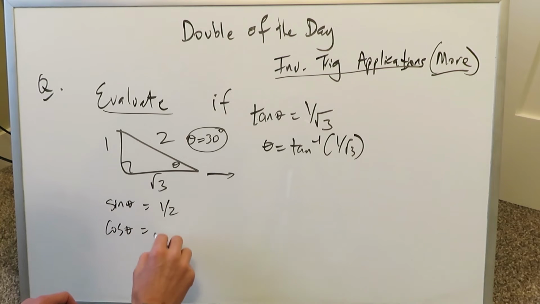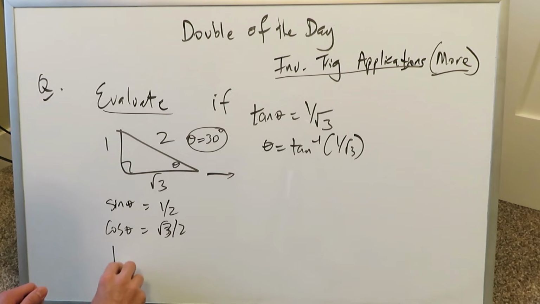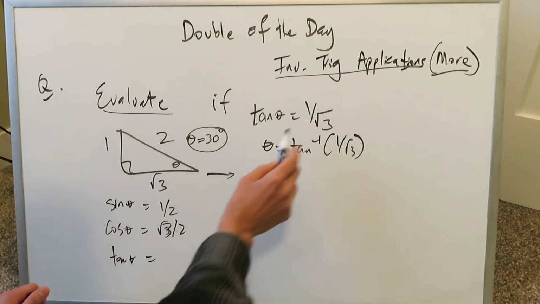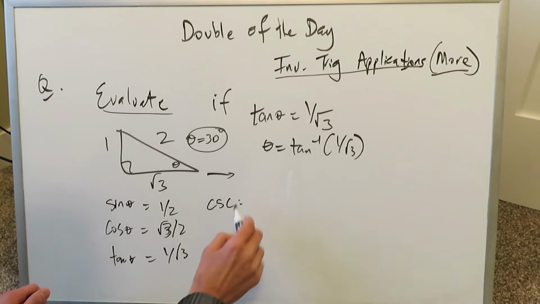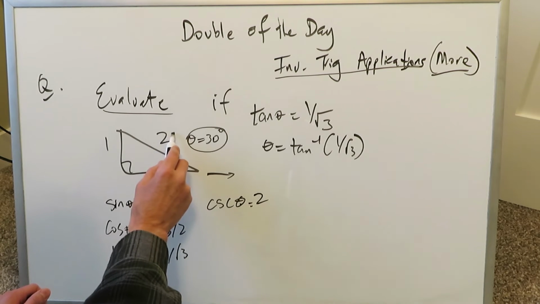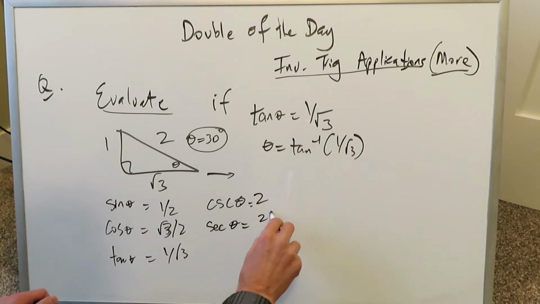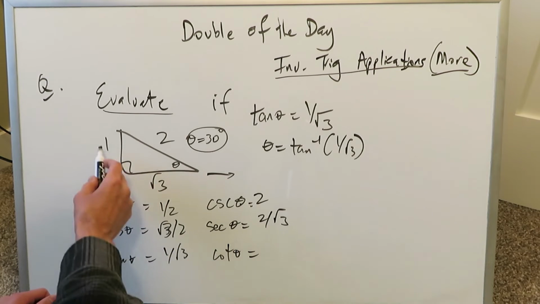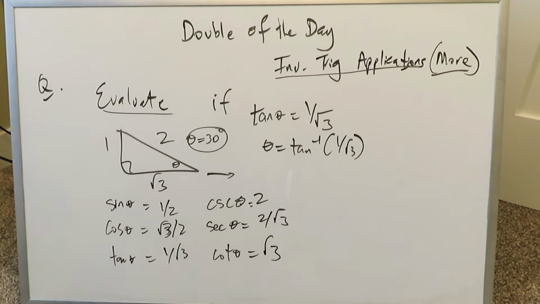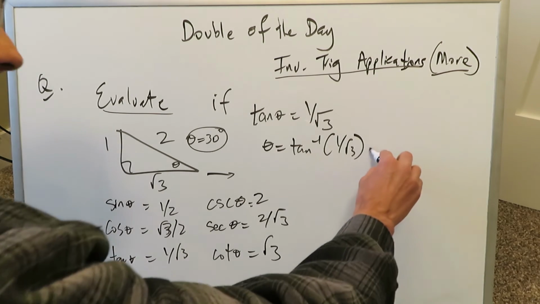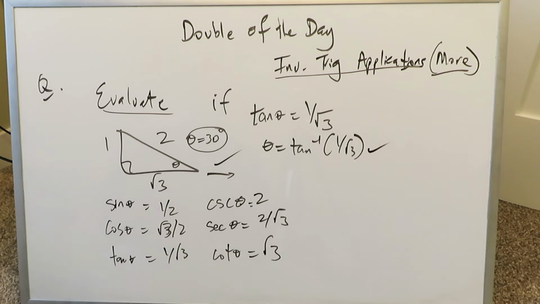Sine of 30 is always 1 over 2. Cosine of this 30 is going to be root 3 over 2. Remember, you're using the opposite, adjacent, and hypotenuse definitions of these trigonometric functions. Tan of theta, we've already established from the very beginning, is 1 over root 3. Then the reciprocals are all easy. Cosecant will be hypotenuse over opposite, which is 2. Secant theta would be hypotenuse over adjacent, and then cotangent theta will be adjacent over opposite, which will be root 3. And all of these individual 6 answers are all right. This expression is right, this triangle is right, and all of these answers are good.